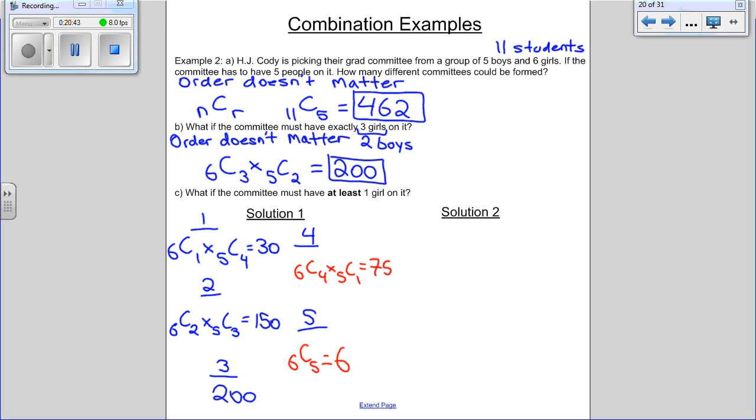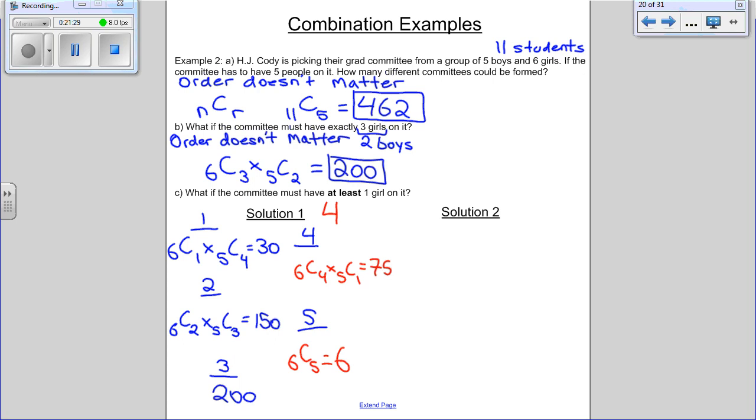And you need some way to link all those together. This is a situation where you add your results. So, there's my committee with exactly 2 girls. If it changes, does that affect my committee that has exactly 1 girl? No, these are 2 completely different events. So they do not affect each other. So if I want to figure out the total number of ways, I would add them all up. So 30 plus 150 plus 200 plus 75 plus 6, which is 461 ways I could choose at least 1 girl.